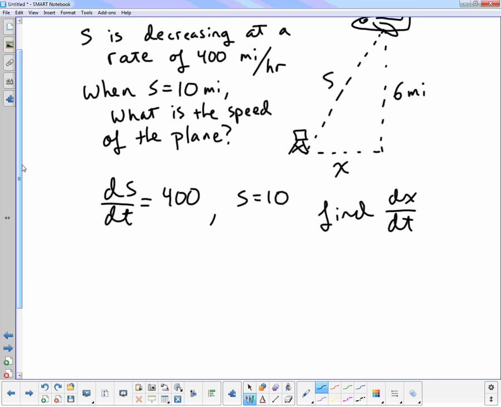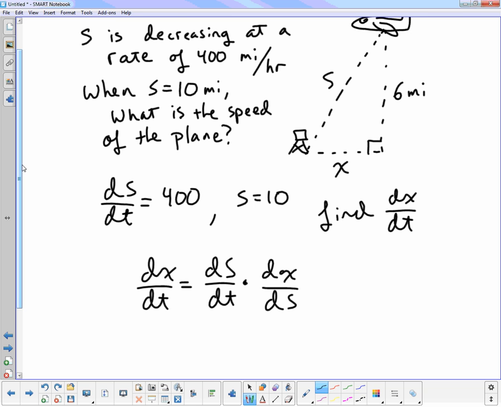So the first step was to decipher the word problem. The second step was to come up with an equation. So if we're looking for dx dt, and we have ds dt, my denominators are already good. What do I really need now? Okay, I need a relationship between x and s. Did everyone get there? Okay, cool. No problem. The geometry says that I have a formula that can relate s and x.